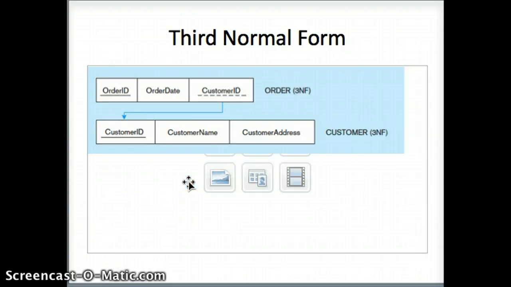Third normal form is a relation that is in second normal form and has no transitive dependencies. Here we have an example of third normal form. Transitive dependencies are removed. The non-key determinant with transitive dependency goes into a new table. The non-key determinant becomes the primary key in the new table and stays as a foreign key in the old table. So this is the third normal form.